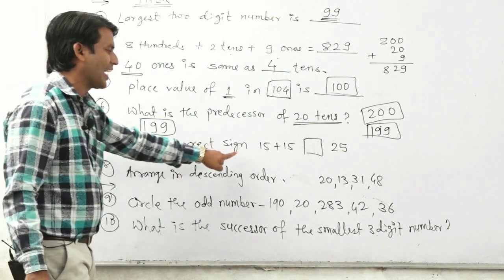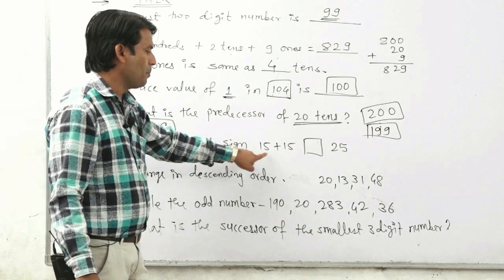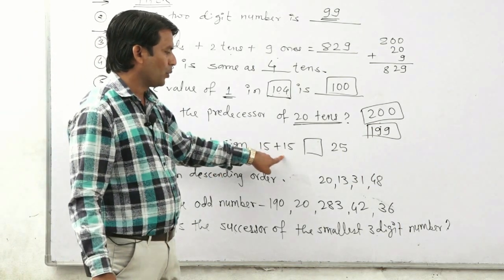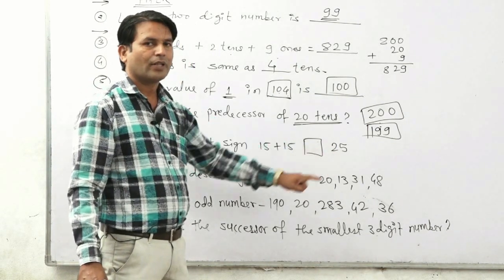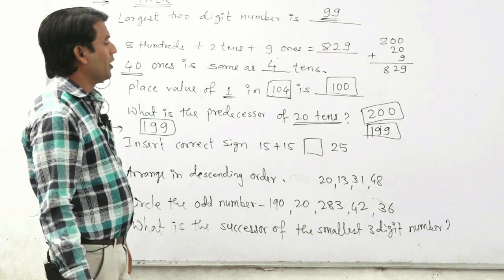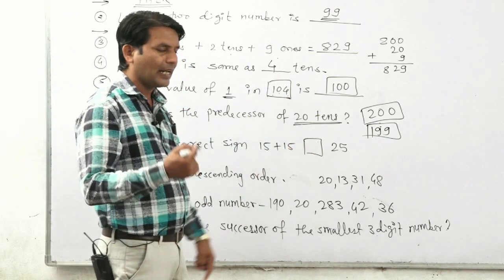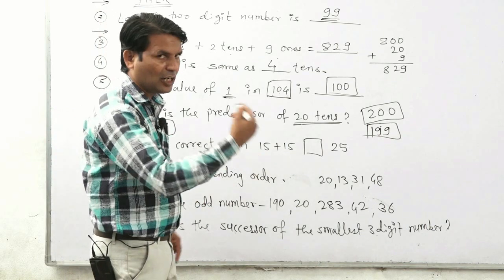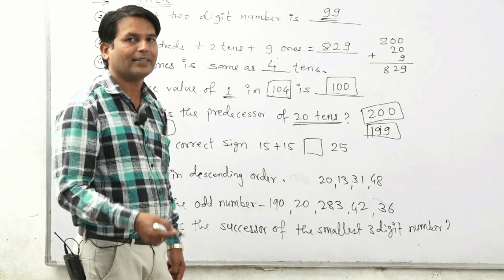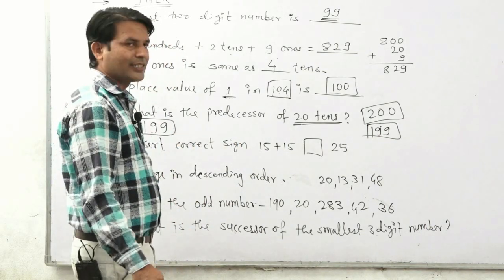Insert the correct sign. 15 plus 15, we have to insert the sign in the given box, 25. Then we have to find out whether these two numbers are equal, or the first number is greater or the second number is greater. We have to find out and then put the proper symbol.